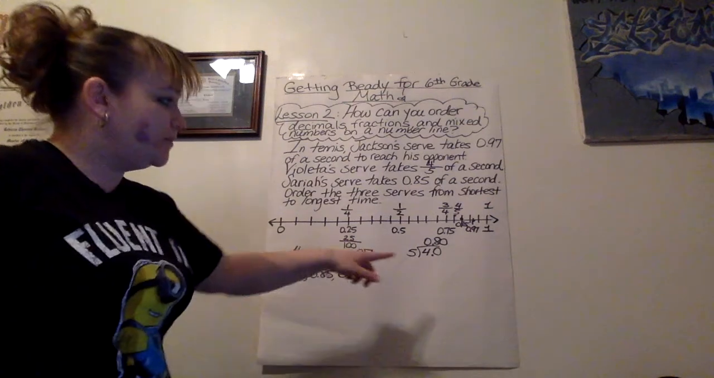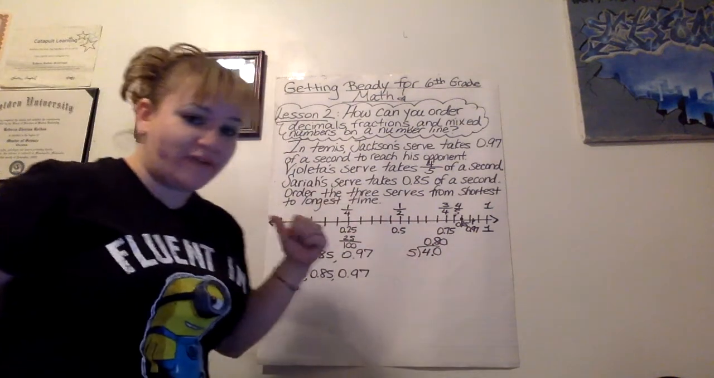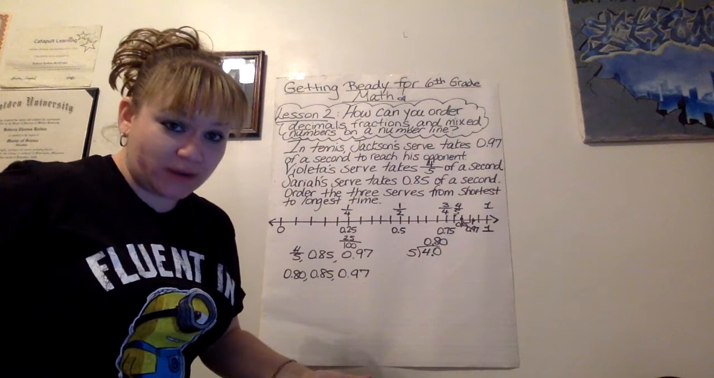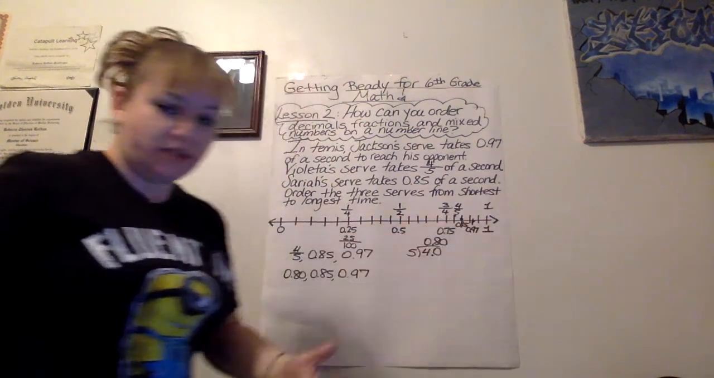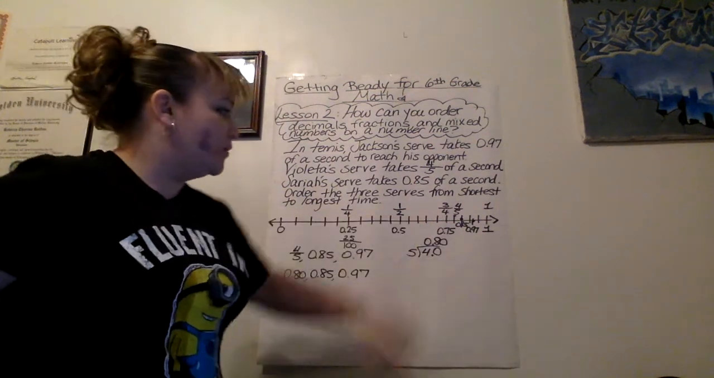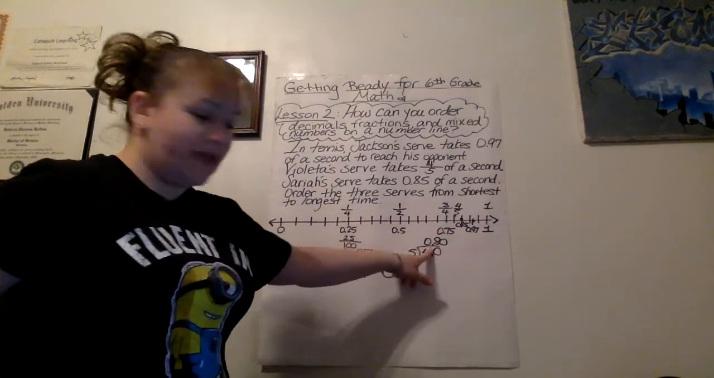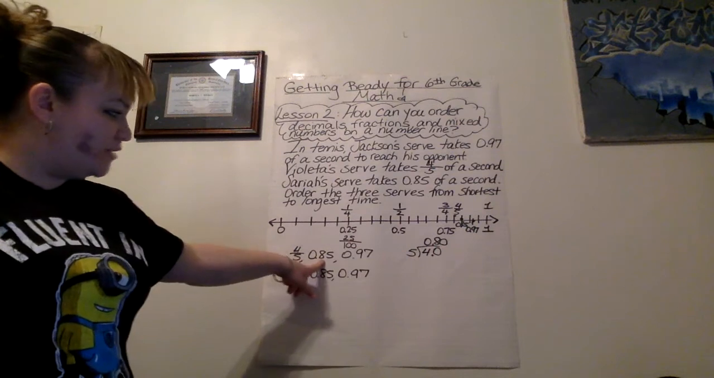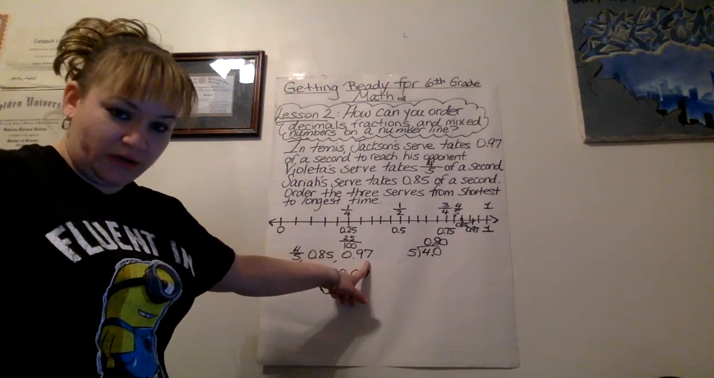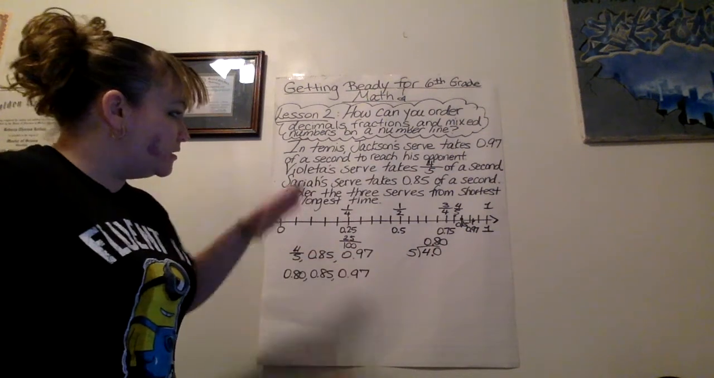And whichever one is further away from the whole number is the smallest number, and whichever one's closer is the larger one. So that's how I ordered it. And I ordered it as 4/5 is the smallest because it's 80/100ths, then 85/100ths, and then 97/100ths being the greatest. Okay? That's how we did it.